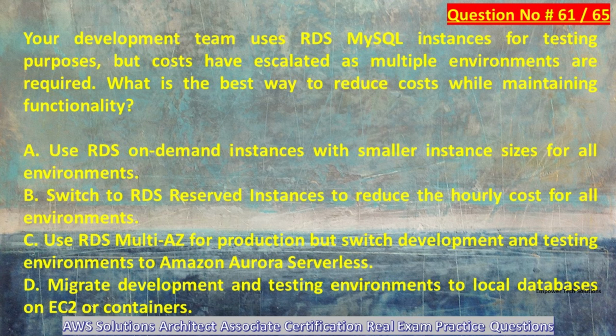A. Use RDS on-demand instances with smaller instance sizes for all environments. B. Switch to RDS reserved instances to reduce the hourly cost for all environments. C. Use RDS multi-AZ for production but switch development and testing environments to Amazon Aurora Serverless. D. Migrate development and testing environments to local databases on EC2 or containers.